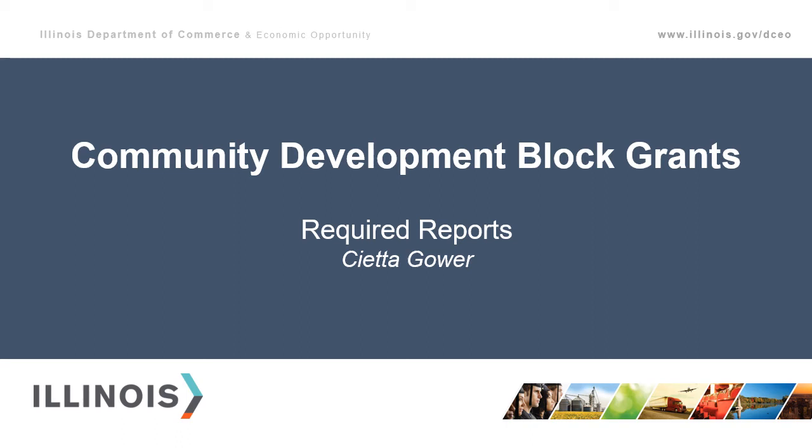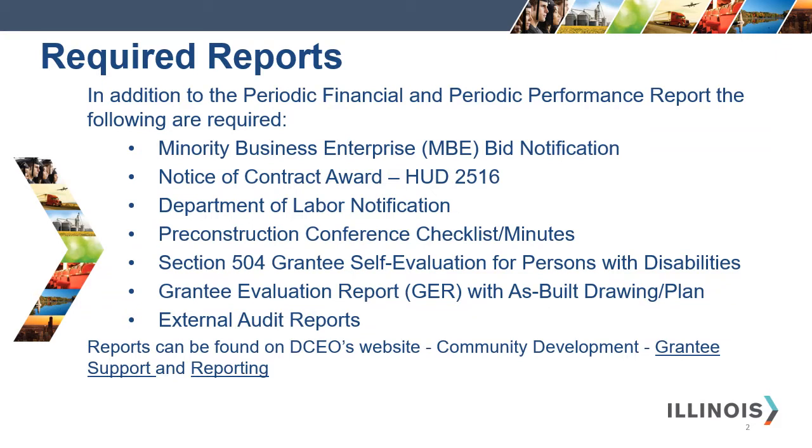In addition to the periodic financial and performance report, there are several other required reports for the CDBG Public Infrastructure Program. These forms will be sent to you with an executed grant agreement, and they are also available on our website. These additional required reports would be the MBE, or Minority Business Enterprise Notification, the Notice of Contract Award HUD 2516, the Department of Labor Notification, the Pre-Construction Conference Checklist, Section 504 Grantee Self-Evaluation for Persons with Disabilities, the Grantee Evaluation Report, and the External Audit Reports.